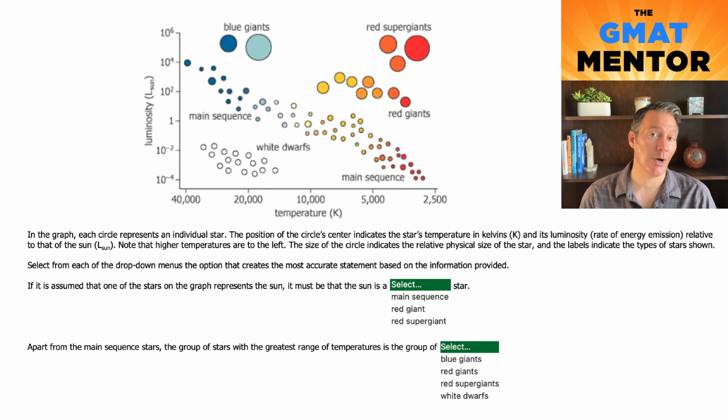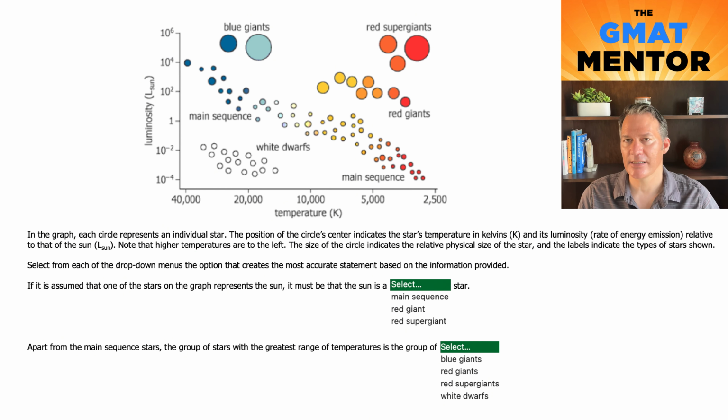But before we answer the questions, we need to understand how the graph is set up. First, notice that the temperature is higher on the left. That's unusual. Most graphs increase from left to right, but this one doesn't. Second, notice the scale. The temperature axis does not increase by equal amounts. It doubles at each major mark: 2,500, 5,000, 10,000, 20,000, and 40,000. So equal distance on the graph does not mean equal change in temperature.